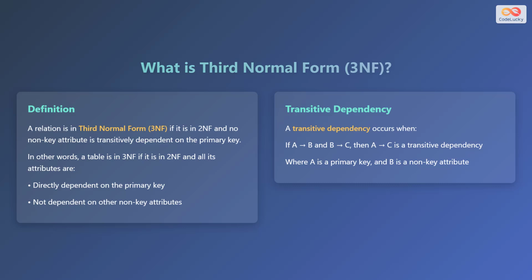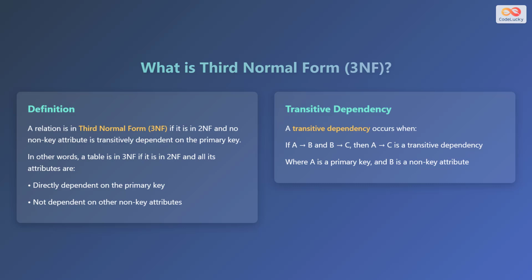So, what exactly is third normal form? A relation is in third normal form if it is already in second normal form, often abbreviated as 2NF, and no non-key attribute is transitively dependent on the primary key. In simpler terms, a table meets the 3NF criteria if it meets the 2NF criteria, and all of its attributes are directly dependent on the primary key, and not dependent on any other non-key attributes.